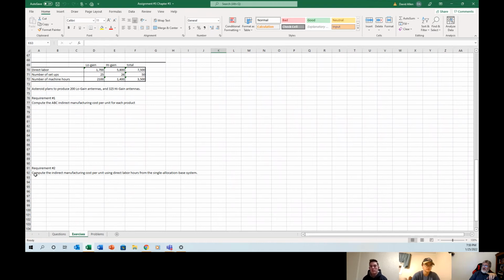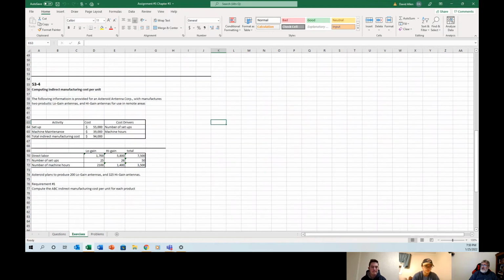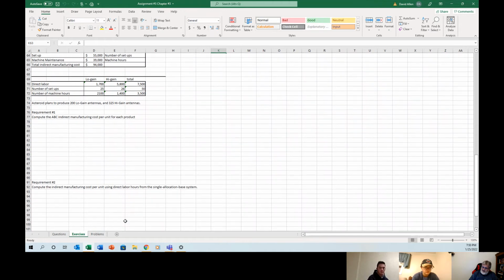ABC. So the requirement number 2 is compute the indirect manufacturing cost using one. So basically, we're going to go back to what we did last week. Okay, you're going to use one cost driver, and it says you're going to use labor hours. Well, in the story problem and the information they've given you, they tell you how many labor hours there is. Okay, so this is doing it with just one driver. This requirement 1 is doing it with multiple drivers. Okay. And a lot of people get confused on this one.